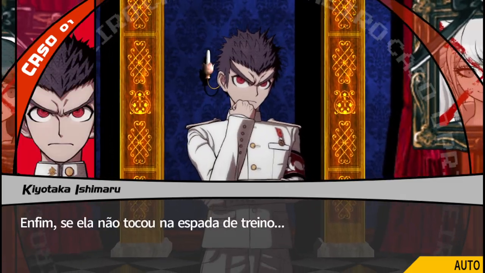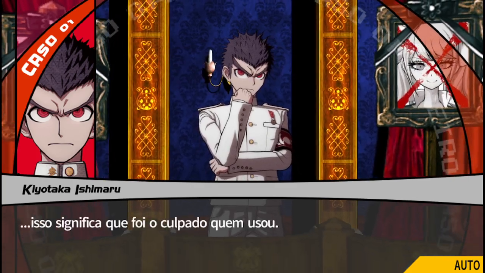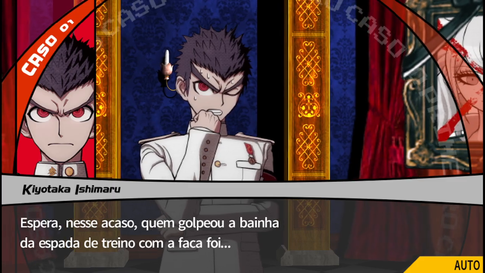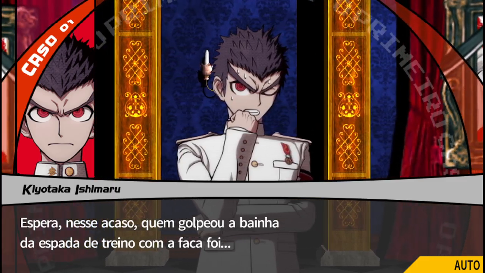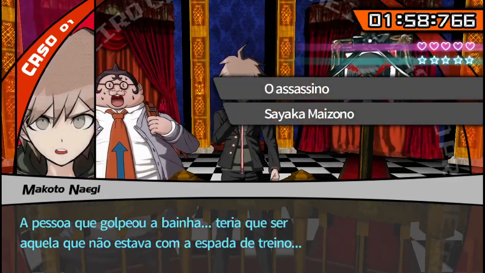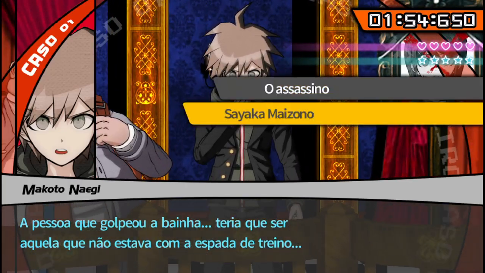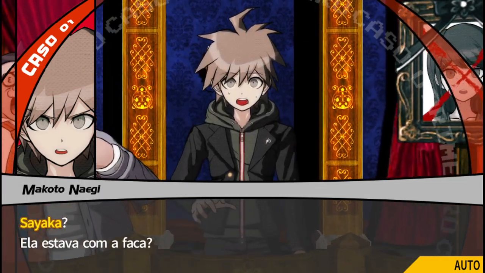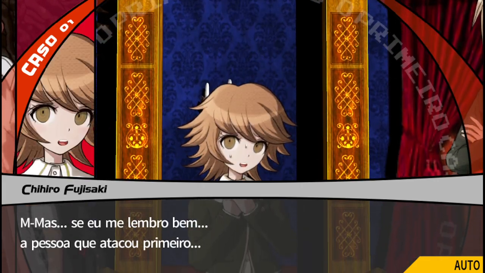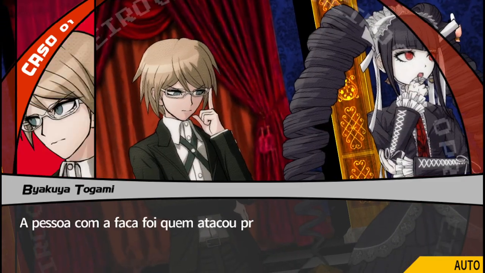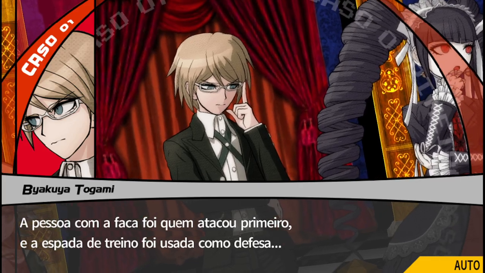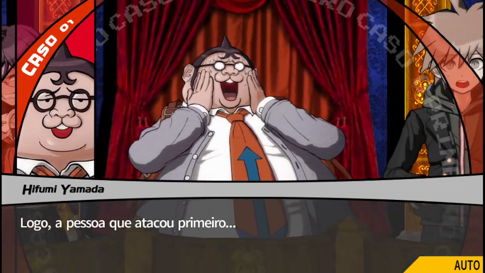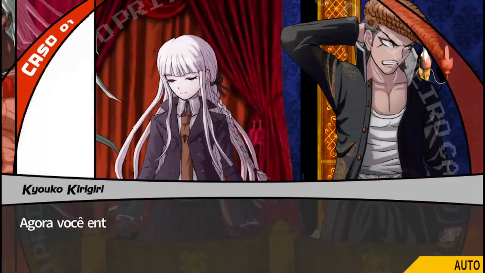So anyway, if Sayaka never touched the sword, then that means the killer is the only one who used the sword. But hold on. If that's right, then the one who damaged the sheath with the kitchen knife was... I got it! Sayaka? She had the kitchen knife? But we already said that the attack started with... The person with the knife attacked first, and the sword was used as an impromptu defense. Then the one who attacked first was... Sayaka? Now do you understand?